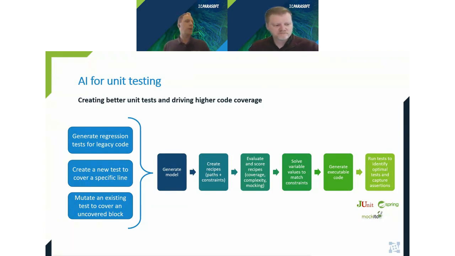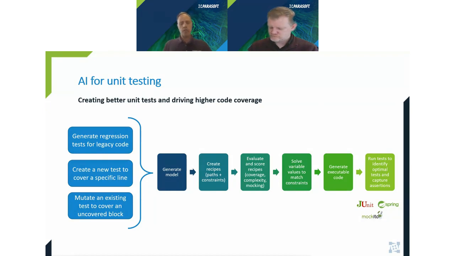Once we have that model, we're able to generate what we call a recipe. So the recipe encapsulates each path through the code, plus the different constraints on the variables that need to be met in order for the flow to reach that part of the code. Once we have those recipes, we evaluate and score them based on different criteria, such as how much code coverage do they give us? How complex of test cases are they going to create? How much mocking will be required, and so on. There's a number of different criteria.